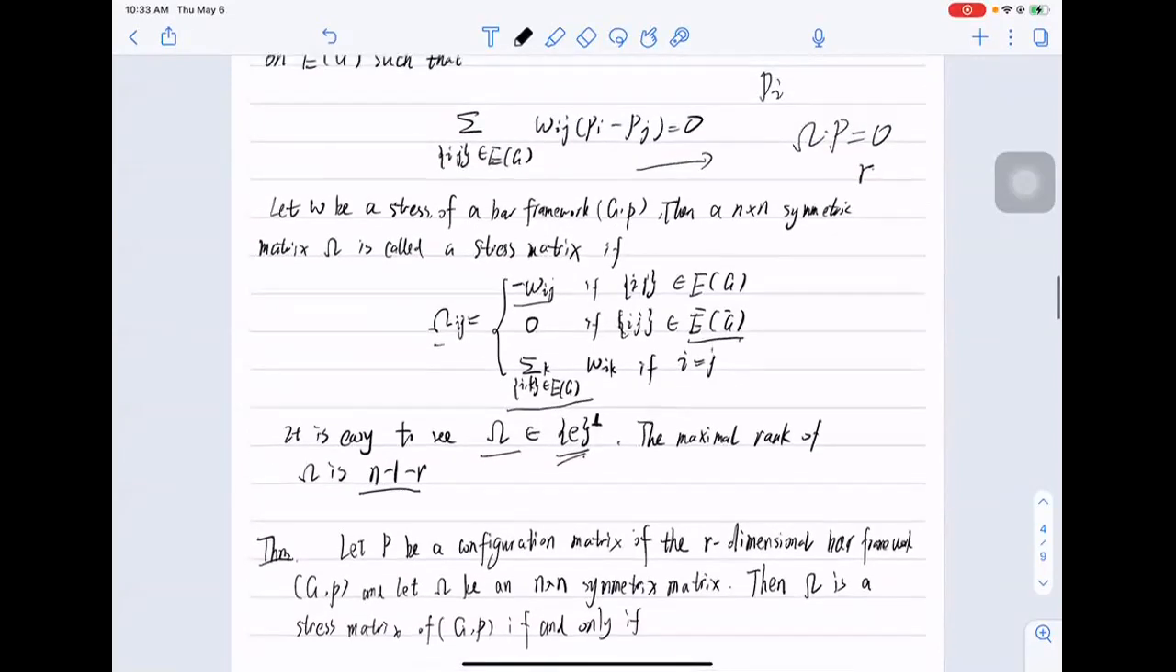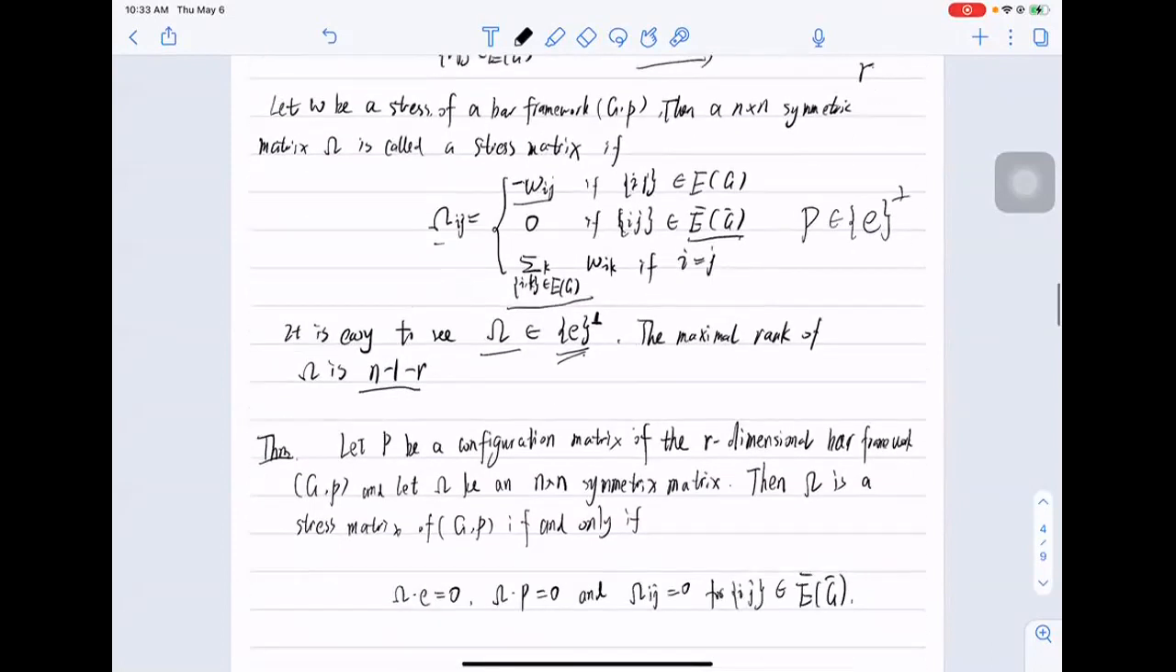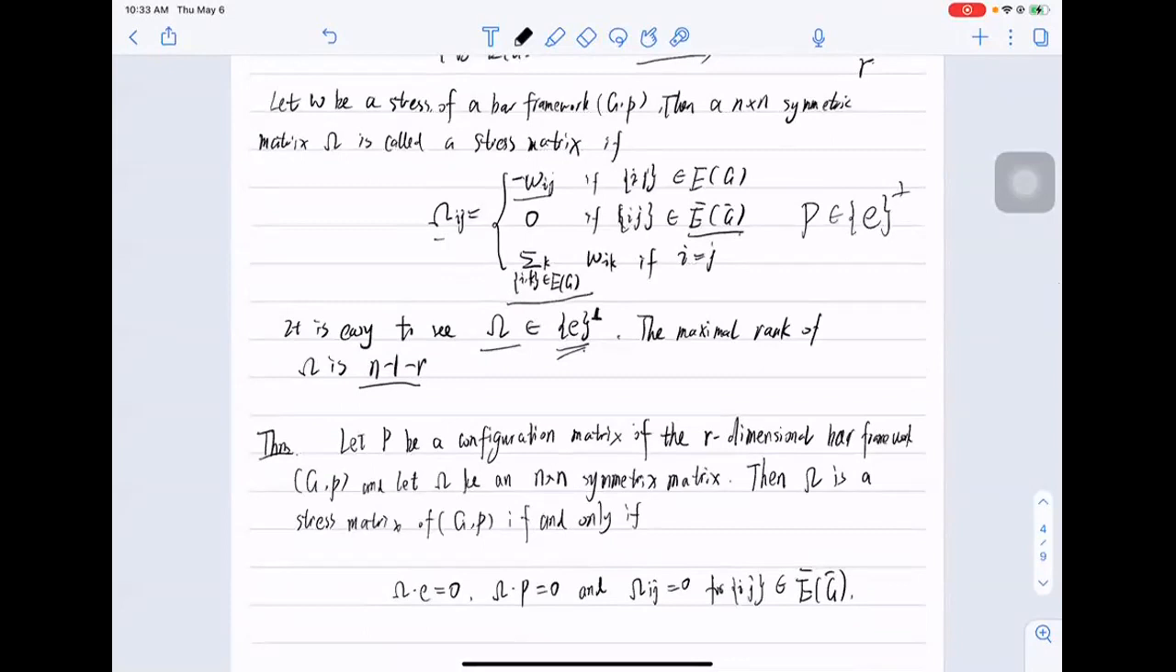Here I assume P is centered, so P is in E orthogonal. Therefore, I make sure that E is not in the range of P, so E can reduce the rank by 1.